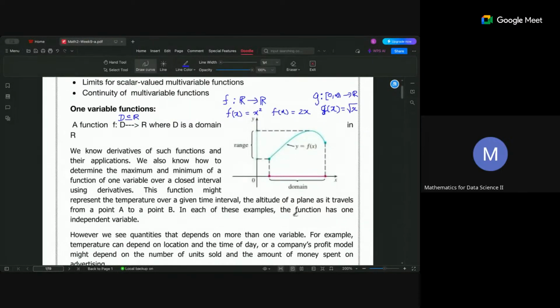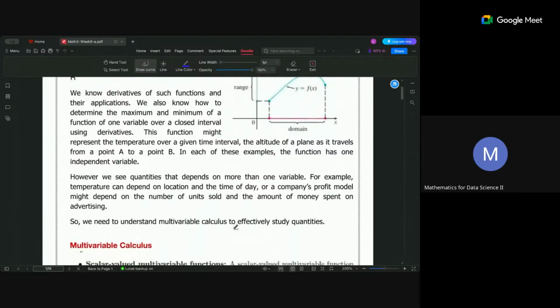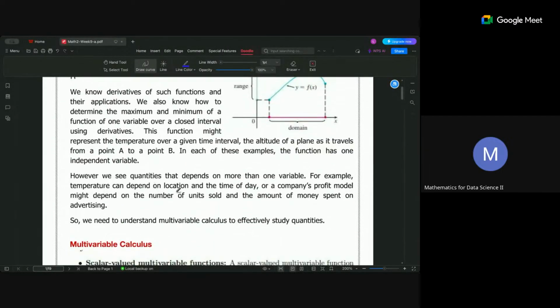So now you see that the function is having only one variable, right? Now the same thing, this temperature can depend on more than one variable. Maybe it can depend on location and time, right? Or you consider the profit model of a company, it may depend on the number of units sold, it may depend on the money spent, right? You can in fact add many other variables also, not just this, right?